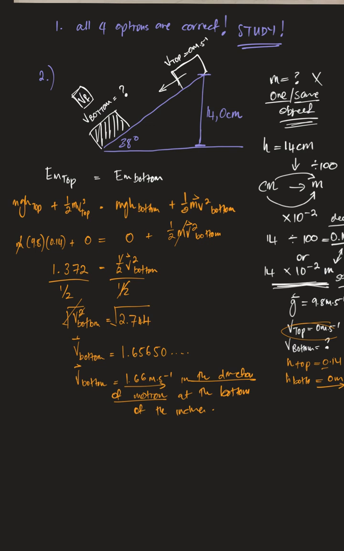Draw a diagram, write down all of your information, get into good habits. Write down all of your information, draw a diagram, substitute formula, expand, substitute, solve. Don't forget squares need to be square rooted. Don't forget it must be 2 decimal places. I need a direction. I need to write a final statement. The speed of the object when it reaches the bottom of the incline is 1.66 meters per second.